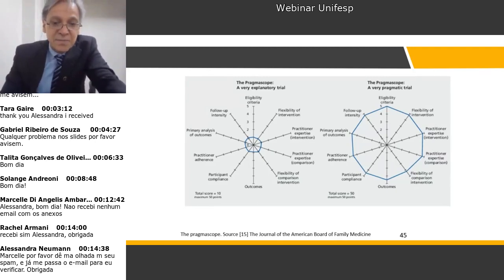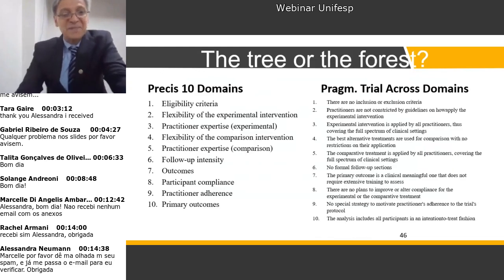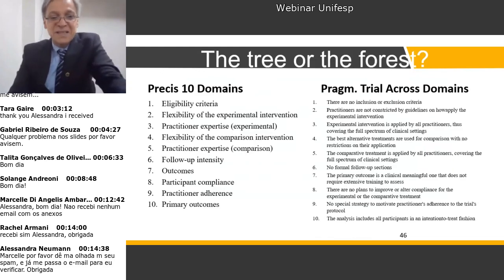But this is pretty much it. Look at this eligibility criteria. If it's very tight, not that many people will be able to participate, as compared to the pragmatic one here, in which everybody can. Flexibility of comparison intervention groups, participant compliance. So you got the picture. There's also the tree of the forest, which is the ten domains of practice and the pragmatic trials across domains.